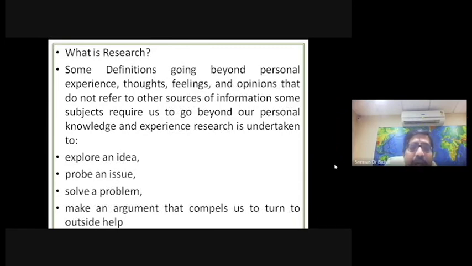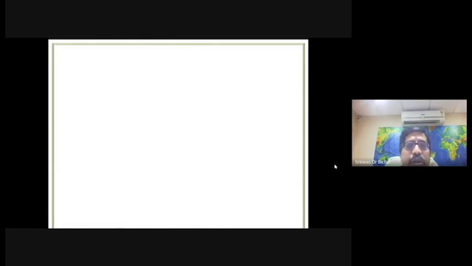So what is it? To explore an idea. You get an idea, like, I want to know something about this. That is what an idea is. Like if you want to know more about a virus, or you want to know what a gold deposit is, or you want to know how a particular species of plant survives in different climatic conditions. That is an idea. Then the issue: how does it happen? Then you solve it. That is what is called research.